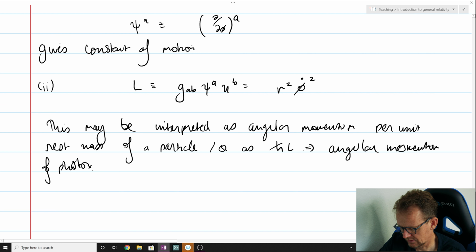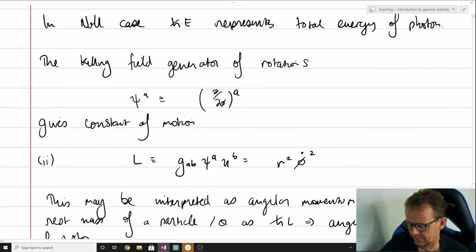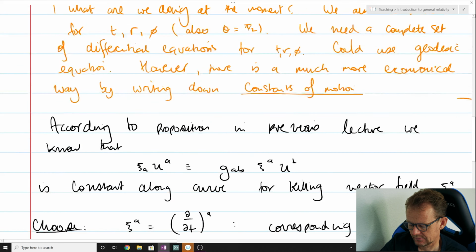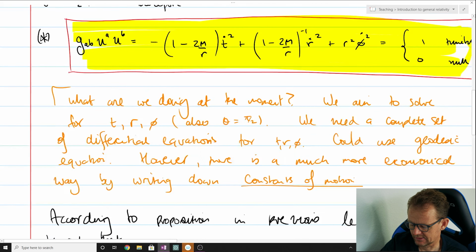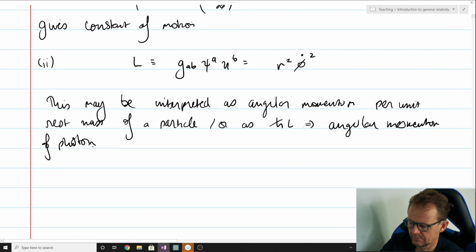So you can think of this h bar L as the angular momentum of a photon. You don't have to. L is a constant, E is a constant, and this equation here has a constant right hand side. You can choose to interpret these constants, you don't have to.